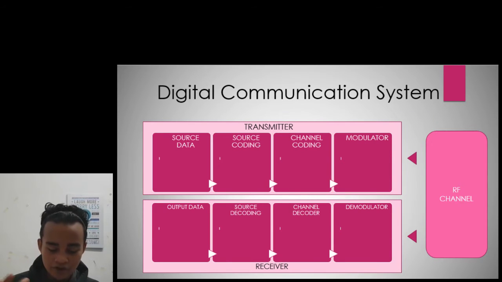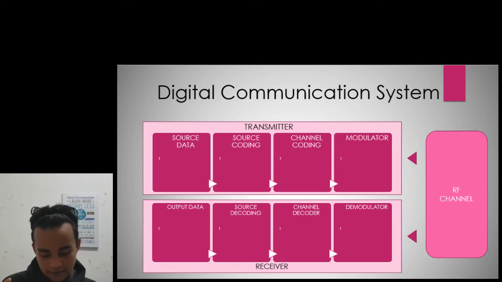So a digital communication system also has modules. The first one is the transmitter module, in which we have source data, source coding, channel coding, and modulator, and then transfer to the RF channel. From the RF channel we receive the information. The information goes to demodulation, channel decoder, and source decoding, and we get the output data.